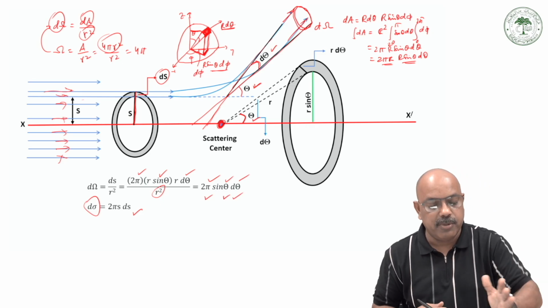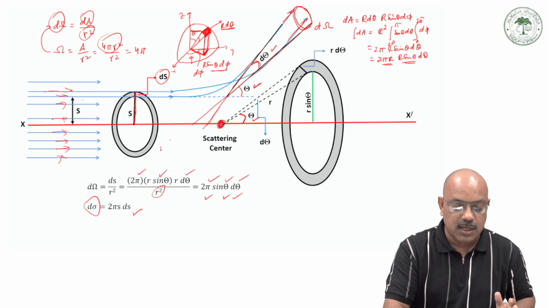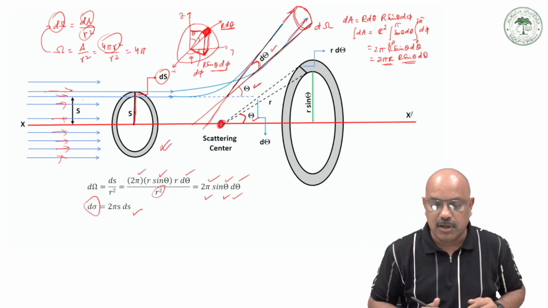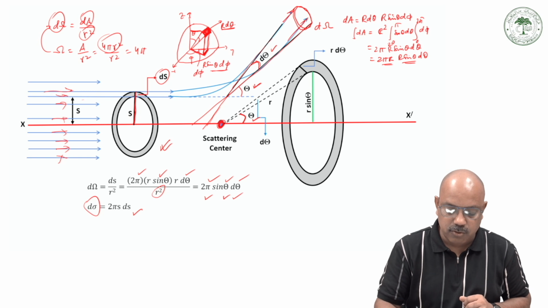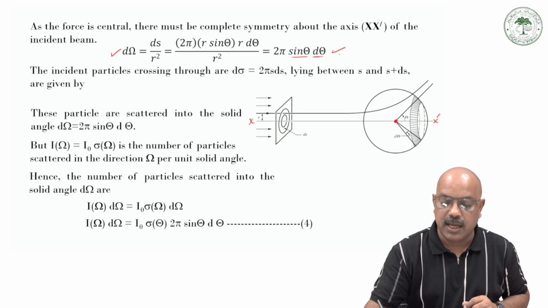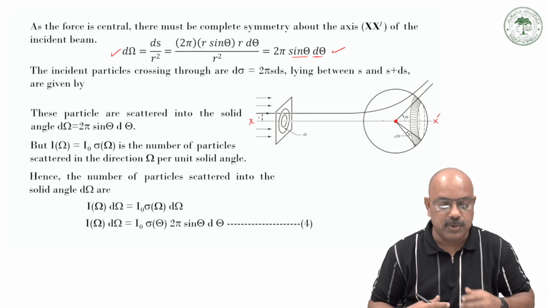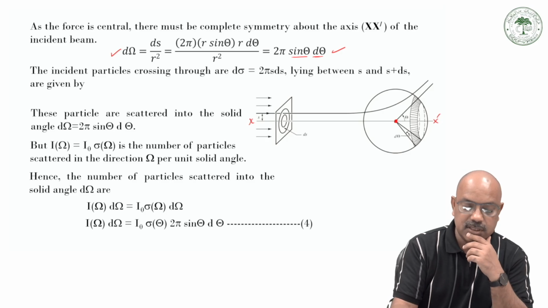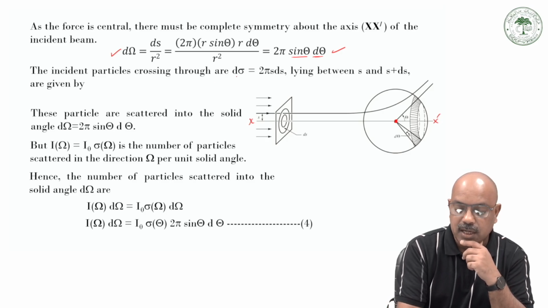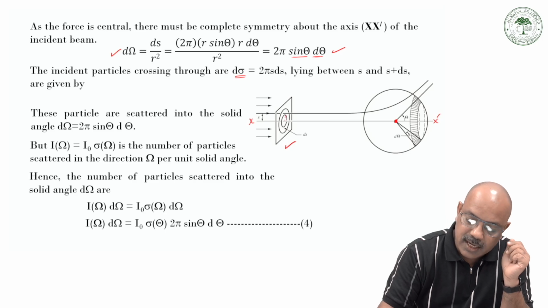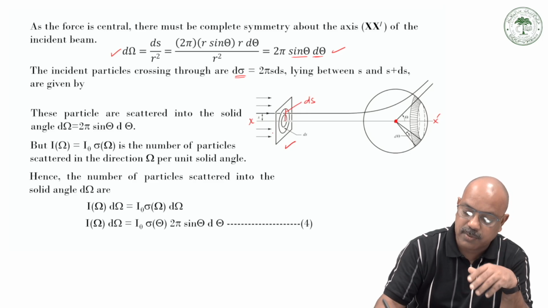So whatever the number of particles which are scattering through this perpendicular area, they are going to be scattered through a solid angle 2 pi sine theta d theta. This is what is written here, and there is a symmetry, that's why this is going to be along the x axis. So we have the incident particles crossing through the d sigma area. This is s, and this is my ds. So twice pi s ds.